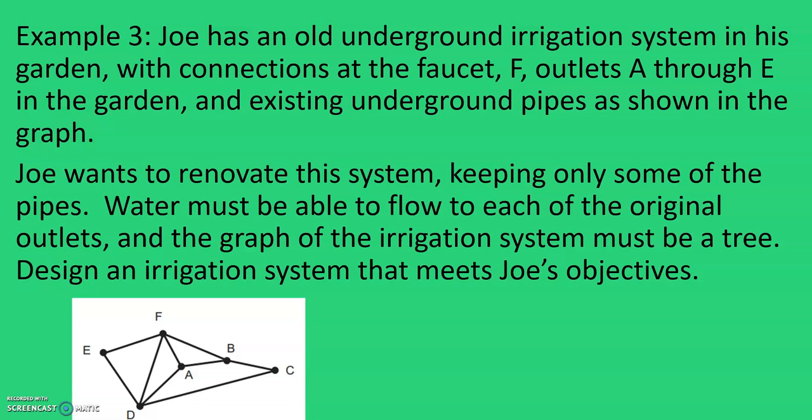So we're going to start at the faucet. Looking at that irrigation system that currently exists, there are plenty of places for leaks to happen or pipes to burst and to have problems. So we'll start at the faucet. And we'll go to point E. Go back to our faucet. And we can go to A. From A to B to C. And from A we can also go to D. There is an irrigation system that meets Joe's objectives. Many less opportunities for pipe problems.